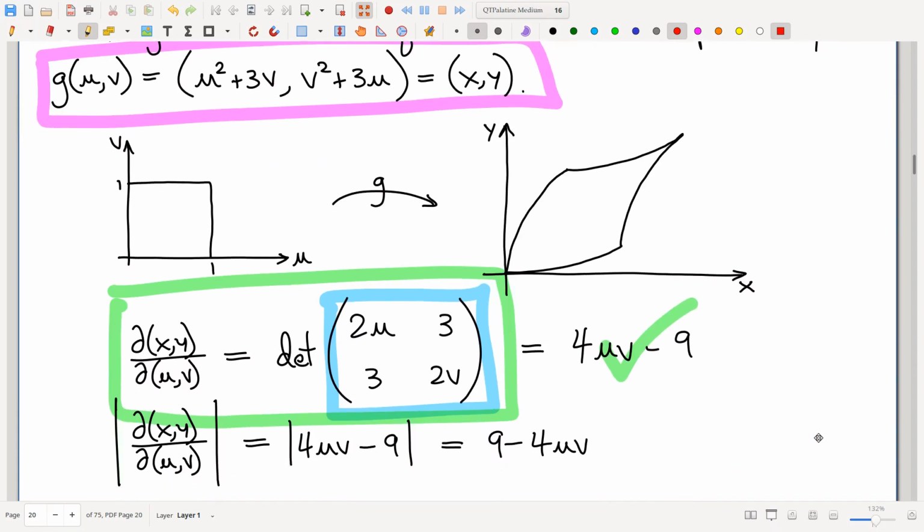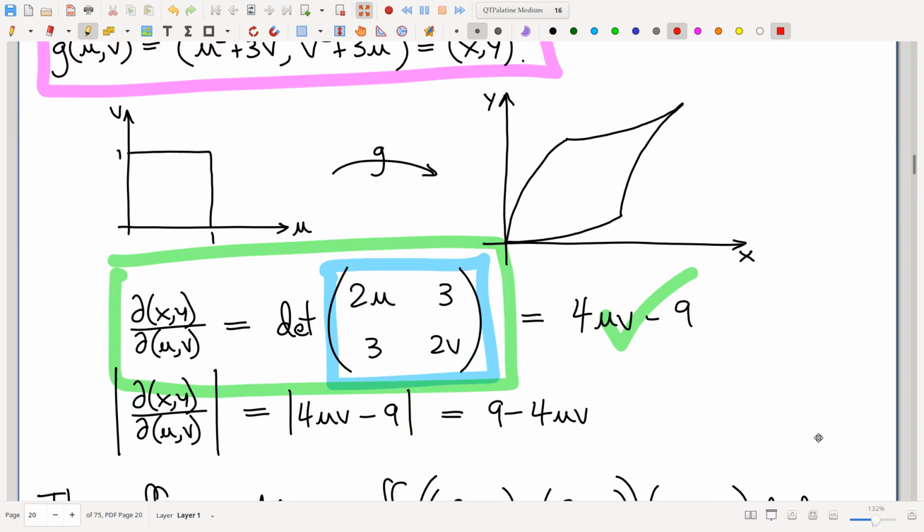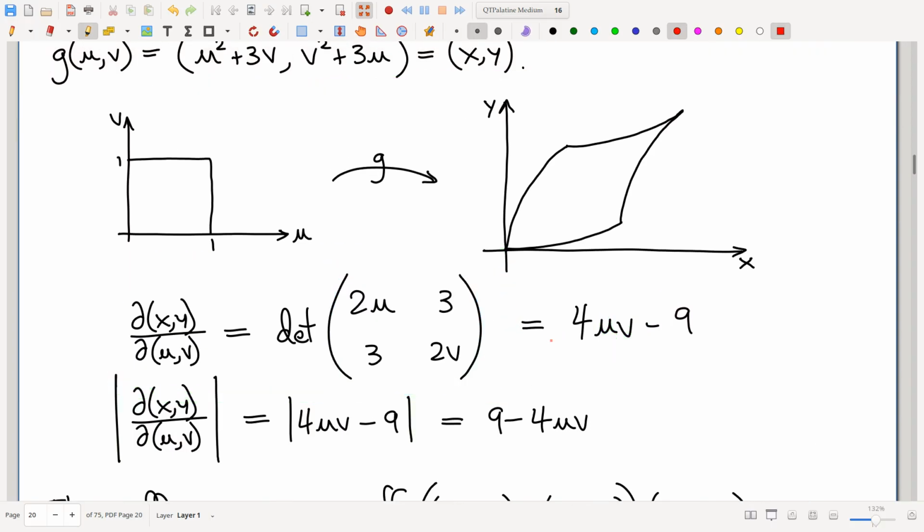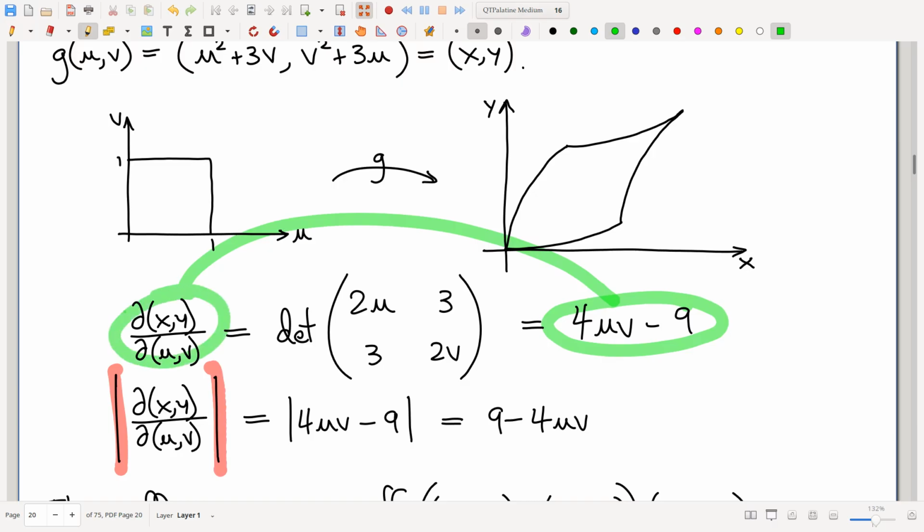Okay. So now I have a nasty little problem, and sometimes this is an inconvenient thing. But I've got to figure out how I'm going to compute the absolute value of this expression that is our Jacobian determinant. So I need the absolute value of 4uv minus 9. How are we doing? Is everybody on board still? Everybody still following? Okay.